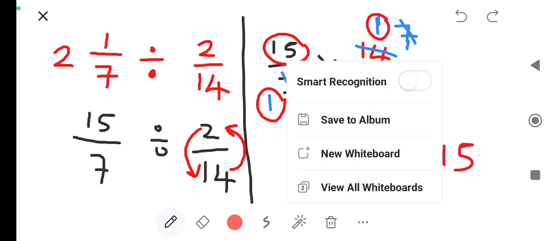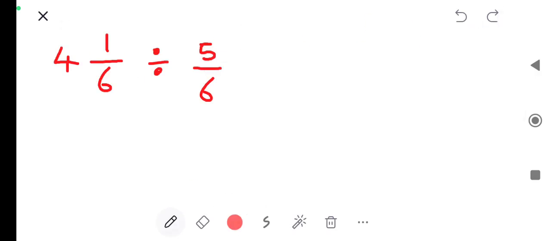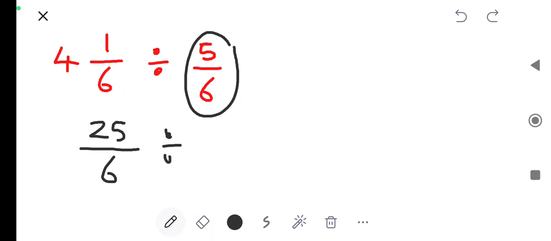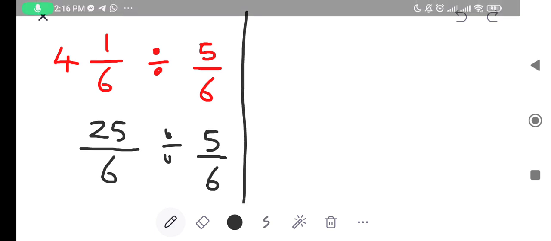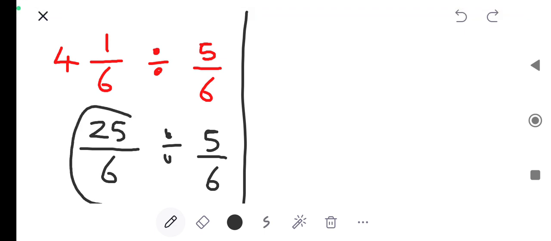Now for this second question, you will write this mixed number as an improper fraction. You do 6 times 4, which is 24, plus this one on top, you have 25. So you write 25 over the denominator, which is 6. Then you write your division again, and then you write 5 over 6 again. Alright? Then you keep the fraction at the left the same, meaning you write 25 over 6 again.